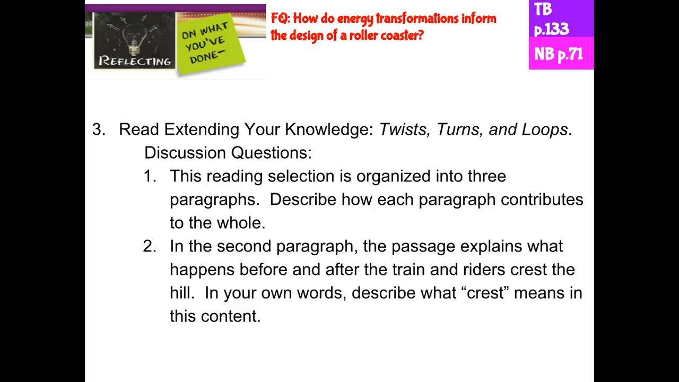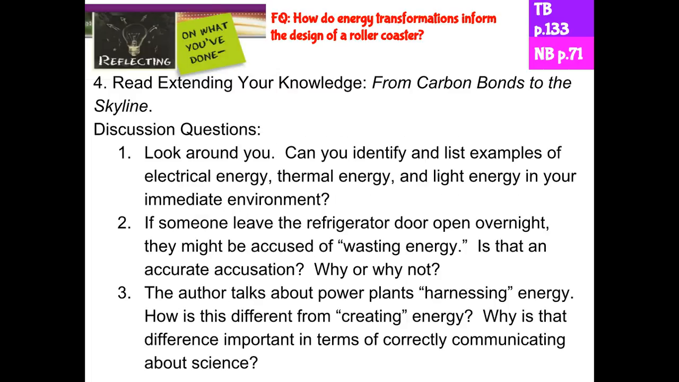For step 3, you're going to read your Extending Your Knowledge, Twists, Turns, and Loops. You have 2 discussion questions to answer after reading that in your textbook. And a reminder, this is on textbook page 133. And then finally, number 4, you're going to read Extending Your Knowledge, From Carbon Bonds to the Skyline. It's right after that. It's on textbook page 137.